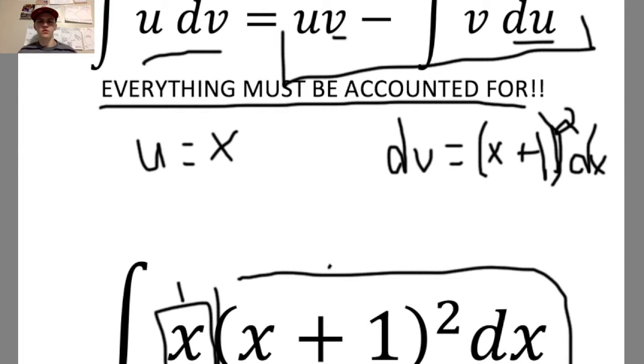So we're going to find du and v, and the way that we do that is just by using these equations. du is simply the derivative of u times dx, so du equals the derivative of x, which is 1, times dx. We can find v by taking the integral of dv, because if we take the integral of dv, then we'll get v. And if we take the integral of this, then we simply have an integration problem.